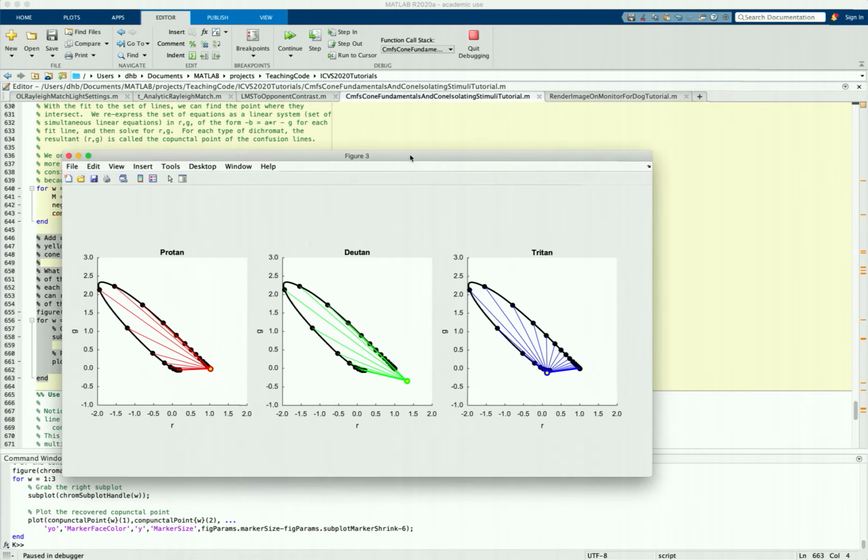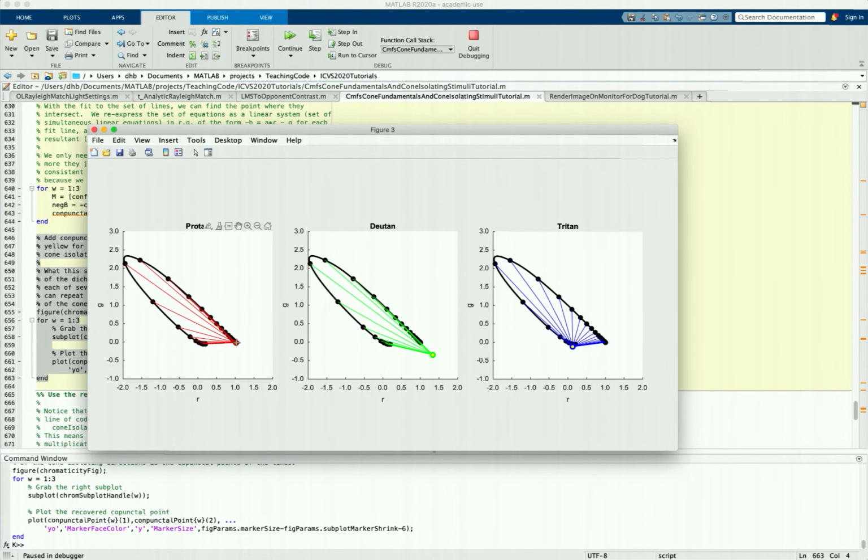So here they are, and we see this nice little yellow point at the point of intersection sitting right on top of the plotted cone isolating chromaticity for the protanope, the L cone, for the deuteranope, the M cone, and the tritanope, the S cone. And so now we have derived, not by knowing them in advance, but by finding the intersection point of confusion lines, where those cone isolating stimulus chromaticities are in the RG plane.